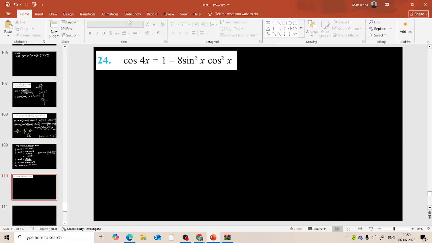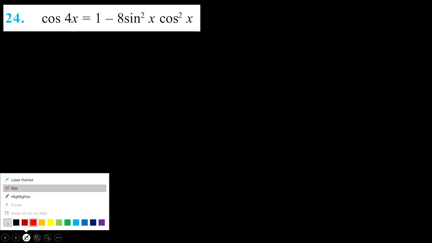Look at this question. Multiple angle means 2 theta, 3 theta, 4 theta. All these are multiple angles. This is also a multiple angle, but this we have to prove. We need not memorize this, but we have to prove it. So I want to prove that cos 4x is equal to this. How to start? I will discuss that.